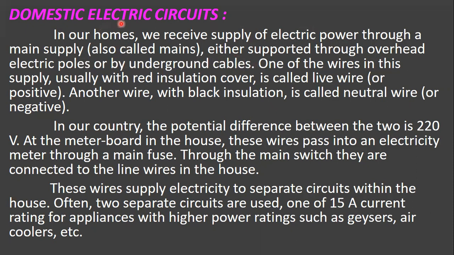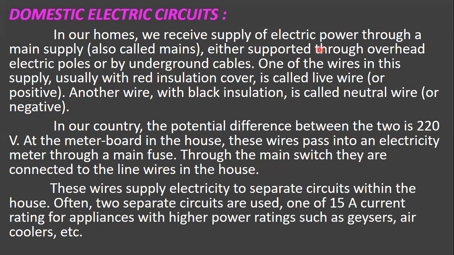See, children, in our homes, we receive the supply of electric power through a main supply. The mains will supply the electricity to our home, either supported through overhead electric poles or by underground cables. Now, one of the wires in this supply, usually with the red insulation cover, is called the live wire or positive, and another wire with the black insulation is called the neutral wire or negative.